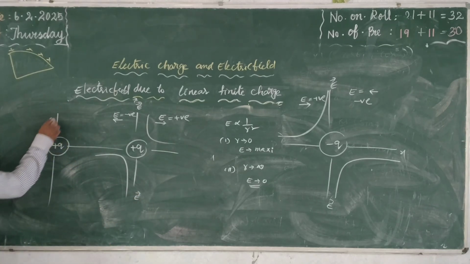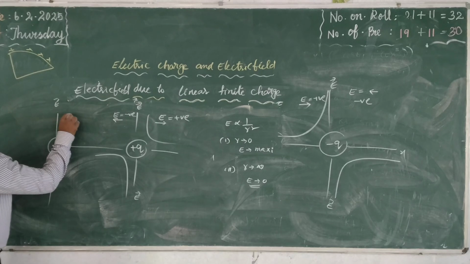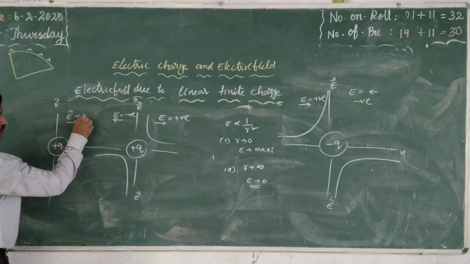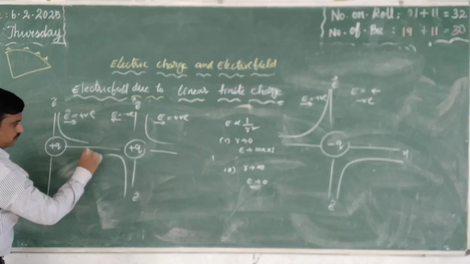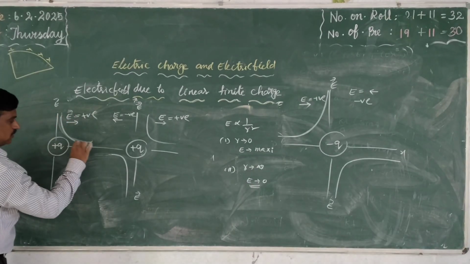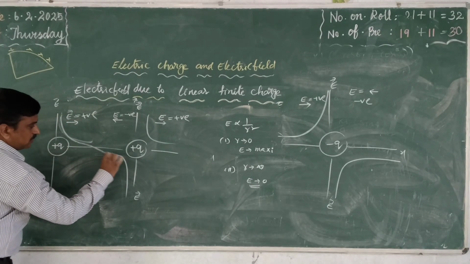See next positive now, this one electric field. So electric field is away. Away means positive, so we can write it. Here how it is now. Like this we can get the graph.